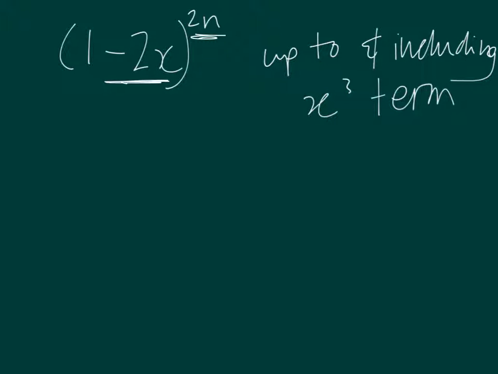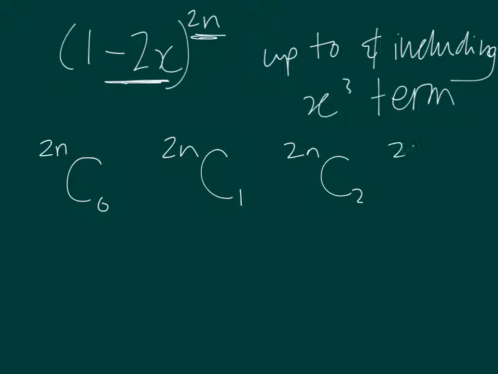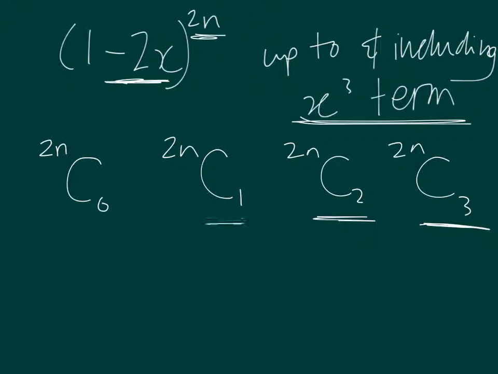So basically the things we're going to need are 2n choose 0, 2n choose 1, 2n choose 2, and 2n choose 3. Because we're going up to the x cubed term, so this one is going to be the coefficient that goes with the x cubed term, as well as some bits that will come from this minus 2. This one will go with the x squared, this one will go with x to the 1, and this one will go with x to 0.